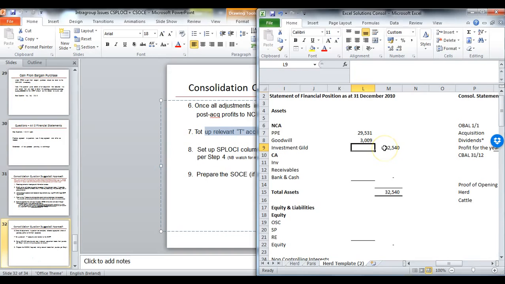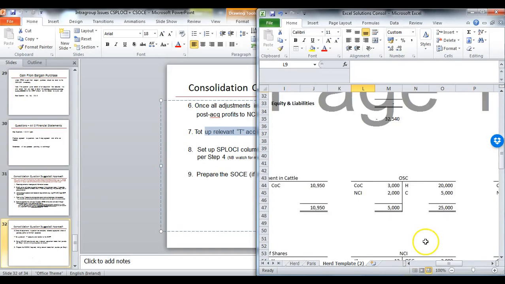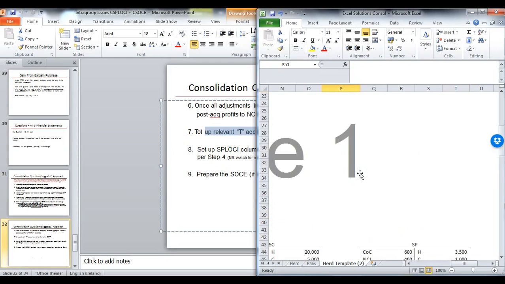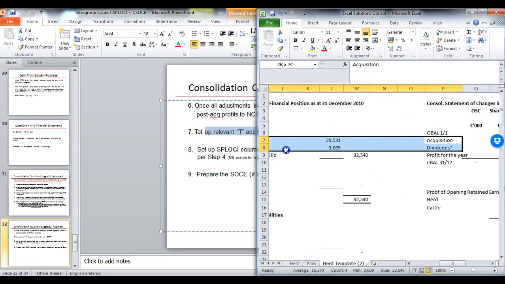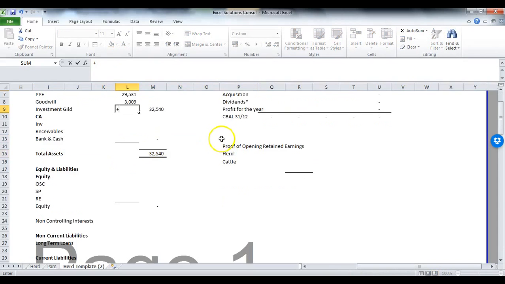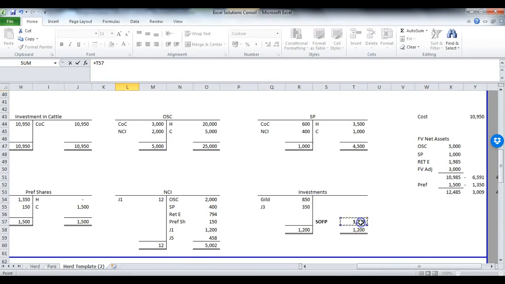Investment in guild, well, we know that is from the question. We've one adjustment made, so the SOFP will be 1.2 million. And again, that's consistent with what we got from the note 4 in the workings. So here we put in investment in guild, so just make this bigger. Investment in guild, 1.2 million.